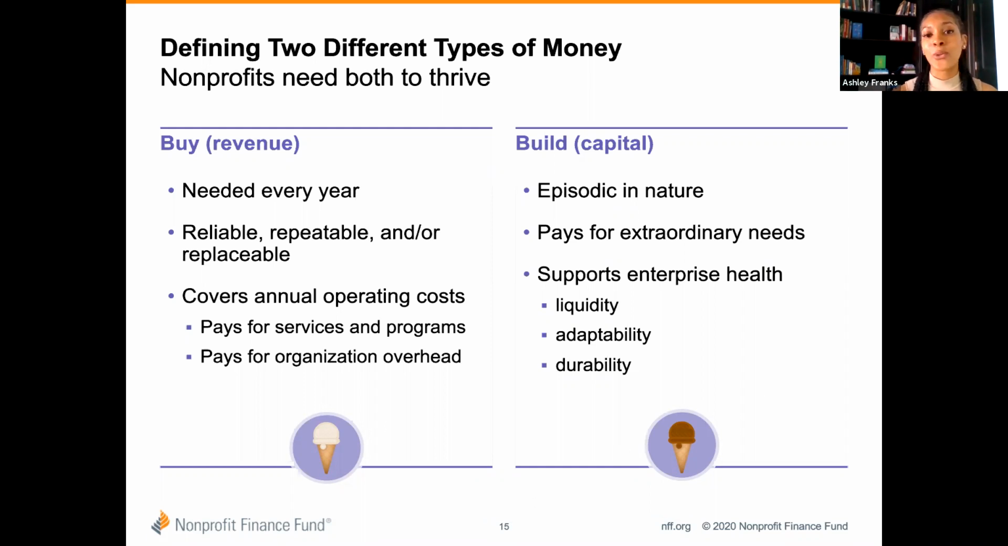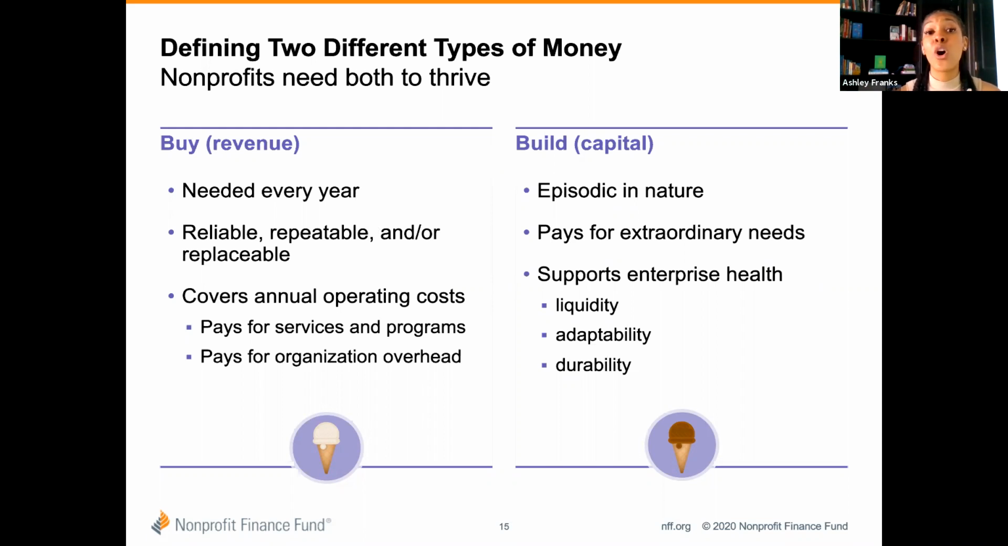You can see little ice cream cones here. They're both great. They're both delicious. We want them both. We need them both to make a great sundae, but they are two different flavors. And so buy dollars on the left here are your reliable and repeatable revenue sources. These are dollars that we'll need every single year to cover our operating costs, including our services, programs, and overhead.